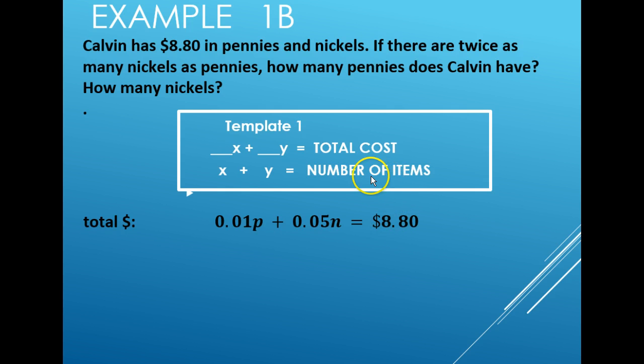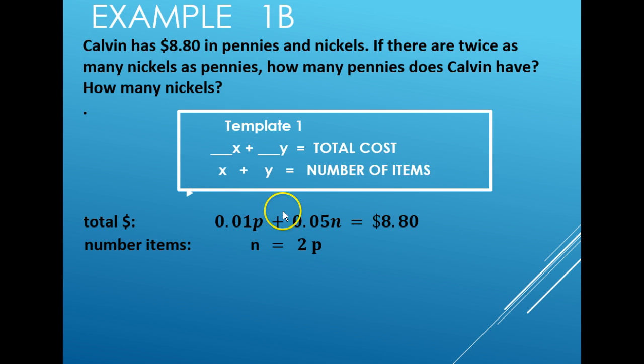The second equation looks a little different than this. Sometimes in a word problem they will say you had a total of 10 coins or something like that. If that were the case, then you'd write n plus p equals 10. But in this problem, they actually said there are twice as many nickels as pennies. So when we're talking about the number of items equation, I'm going to write it like this. There are twice as many nickels as pennies, so the number of nickels is equal to 2 times the number of pennies. This makes it easy for us to substitute because we already have n by itself.